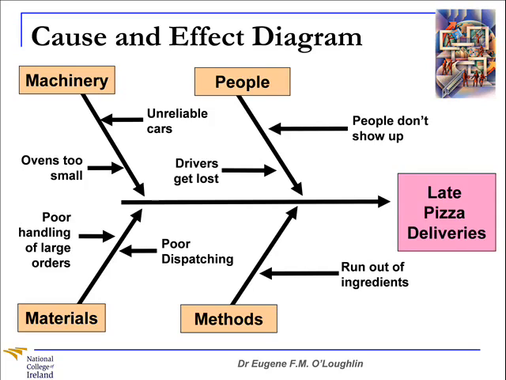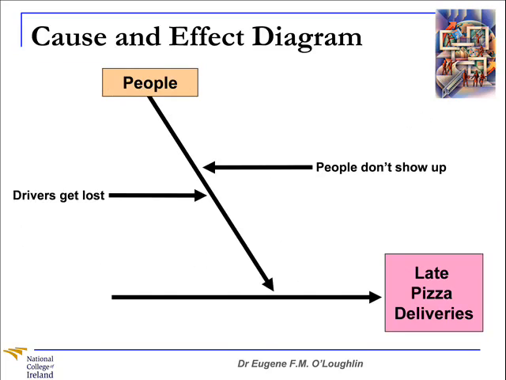And what I'm going to do now is concentrate on one arm of this diagram, the people category. I've spread this out a little bit more, and I've hidden the other parts of the diagram just to make this more visible on the video. I've got my 2 possible main causes, drivers get lost and people don't show up, listed here.